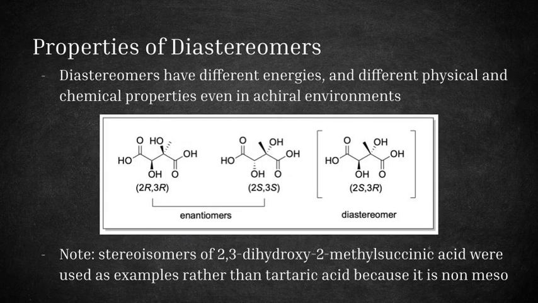Conversely, diastereomers have different energies and physical and chemical properties, even in achiral environments. Unlike enantiomers, which are non-superimposable mirror images, diastereomers are not mirror images of each other and thus have different spatial arrangements of atoms. This difference leads to variations in melting points, boiling points, solubility, and other physical properties. Furthermore, diastereomers often exhibit different chemical reactivity, reacting at different rates with the same reagent or under the same conditions.